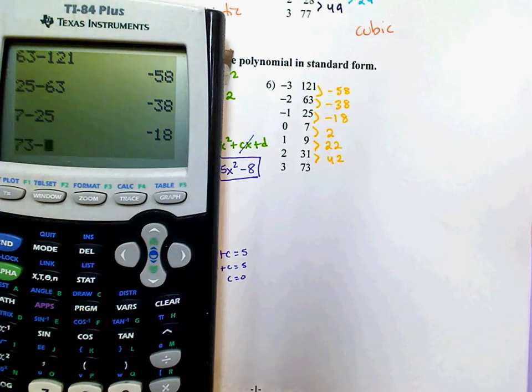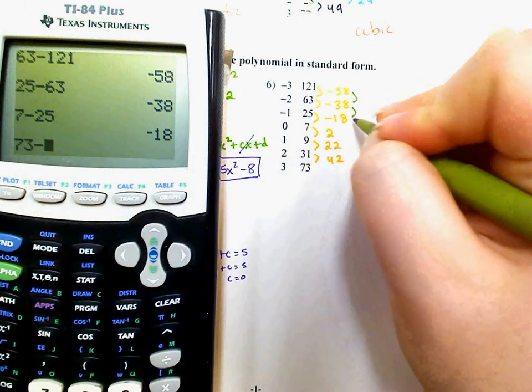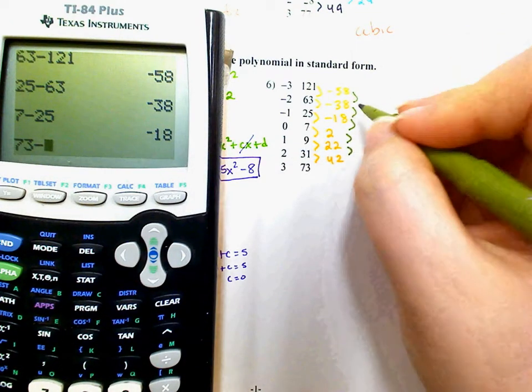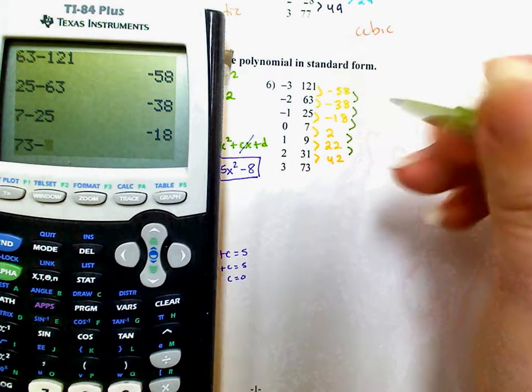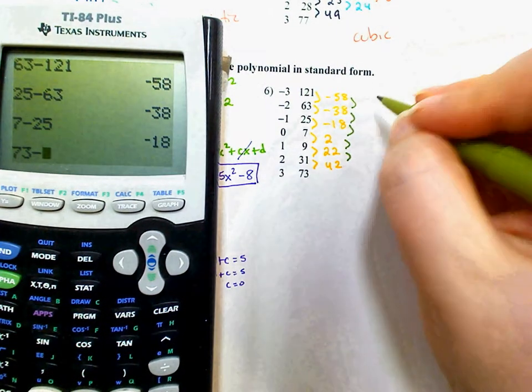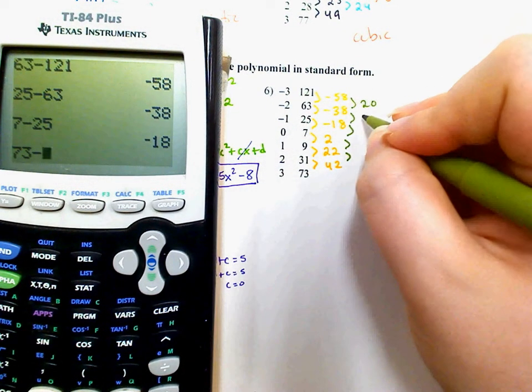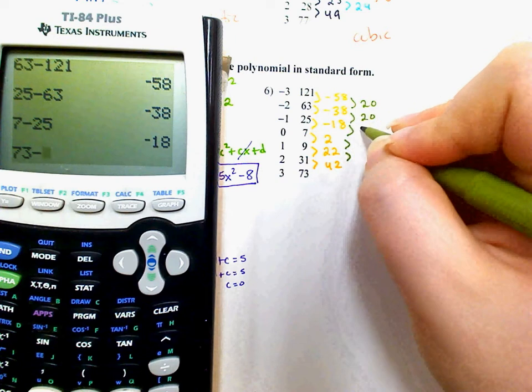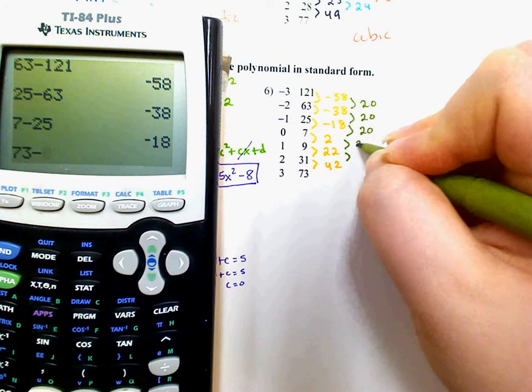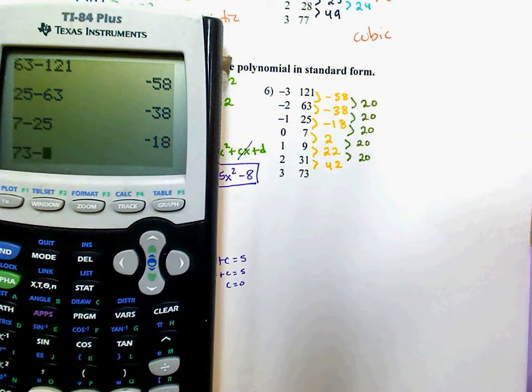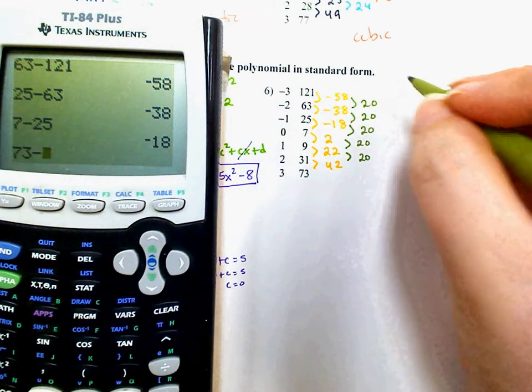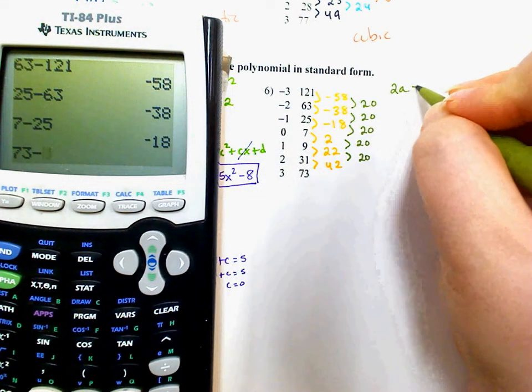I think this is going to be quadratic with a difference of 20. Let's see. Negative 38 plus 58, which I think is minus a negative, so that is 20. Negative 18 plus 38 is 20. 2 minus negative 18 is 2 plus 18, 20, 20, and 20. Which means this is a quadratic function, and in a quadratic, the second difference is always 2a. So 2a equals 20, that means a equals 10.